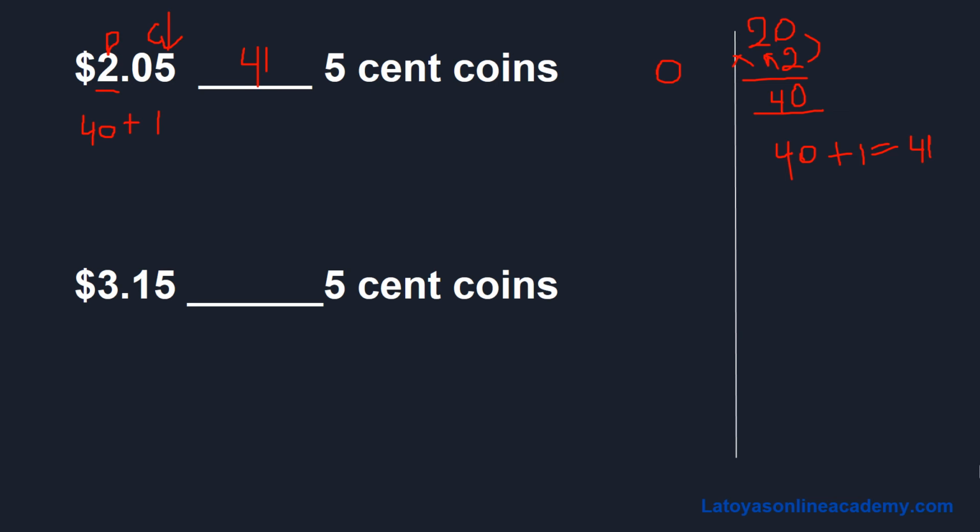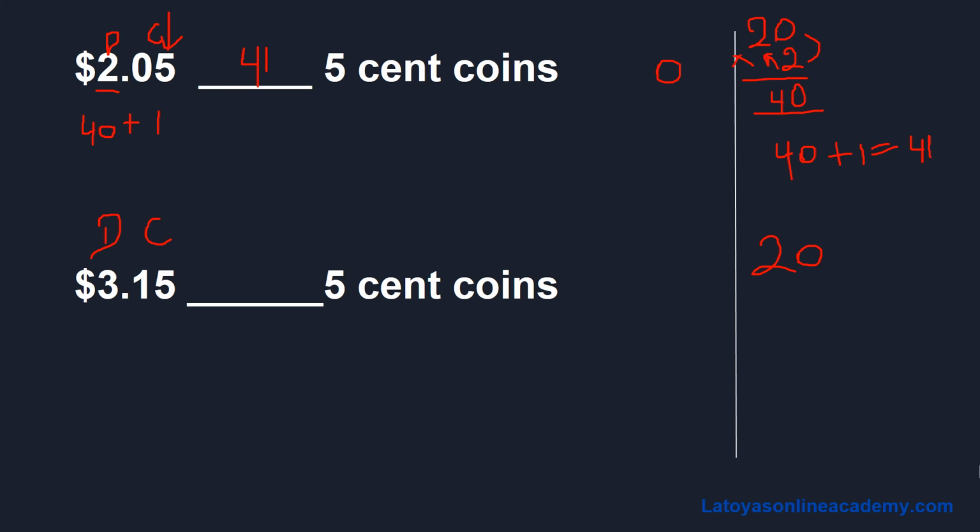Now let's read the other one. We have $3 and 15 cents, and we want to find out how many 5-cent coins there are in $3 and 15 cents. You can work out the dollars part first and then the cents. So let's find out how many 5-cent coins are there in $3. Now we already know how many 5-cent coins there are in $1.